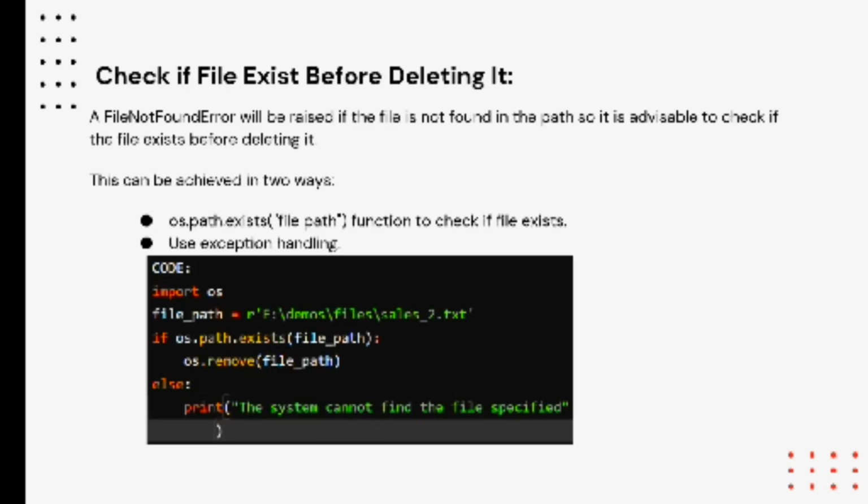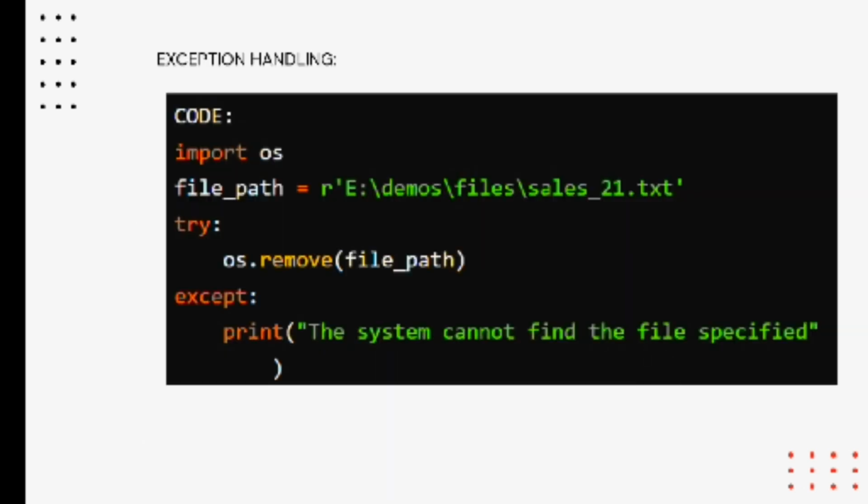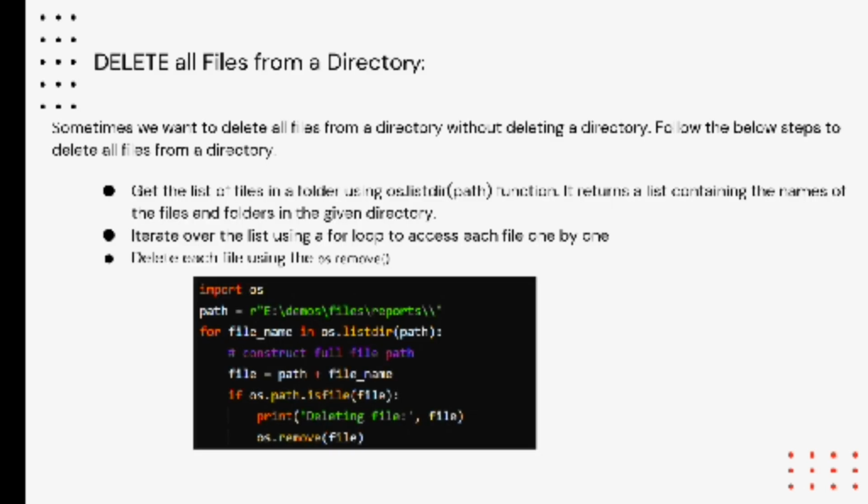Check if the file exists before deleting. It is important to check whether the file exists before you delete it. A FileNotFoundError will be raised if the file is not found in the path. So, it is advised to check if the file exists before deleting it. This can be achieved in 2 ways. The first one is to use the os.path.exists function to check the file exists. The second one is to use exception handling. Here we can see the os.path.exists method and the exception handling method.